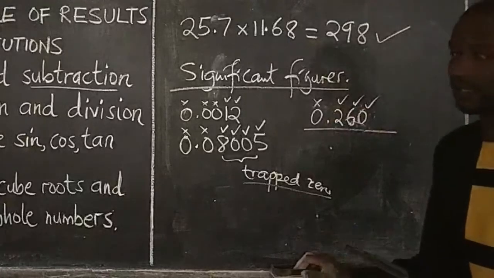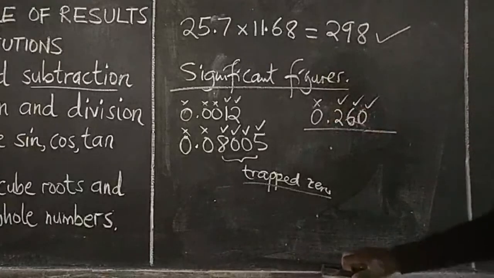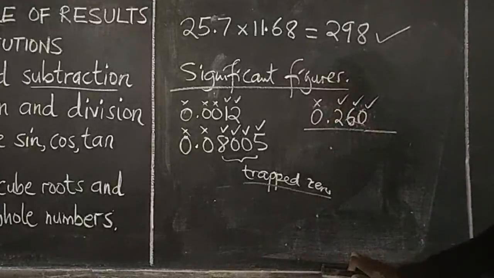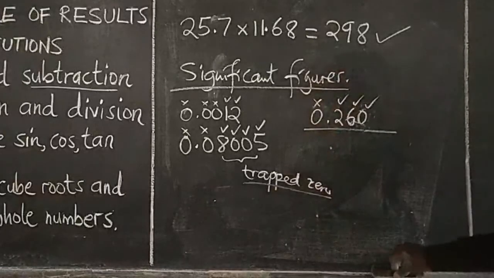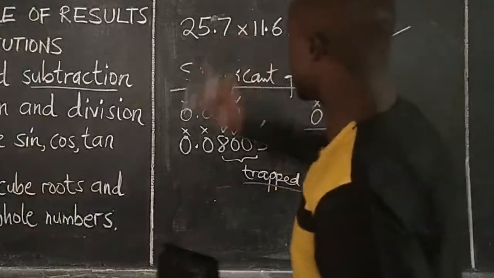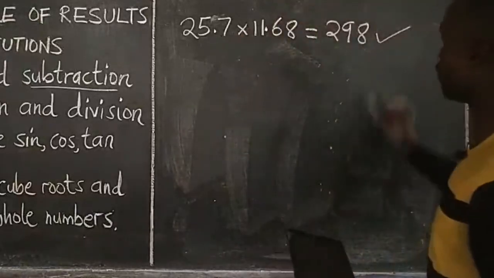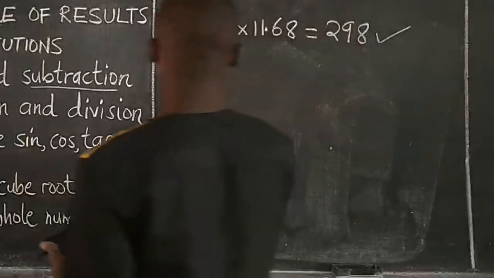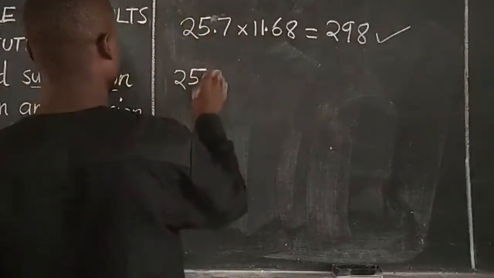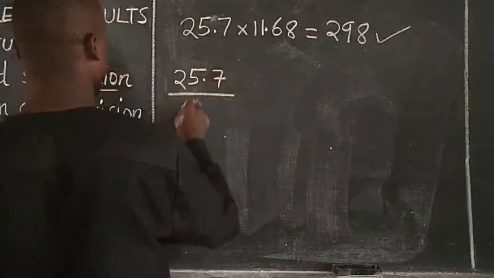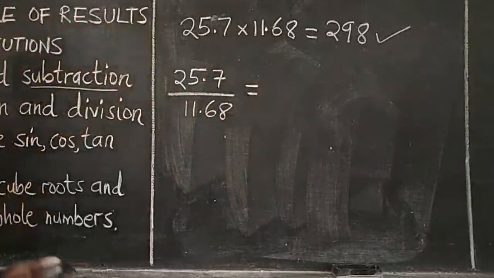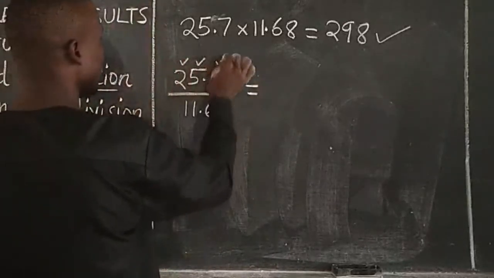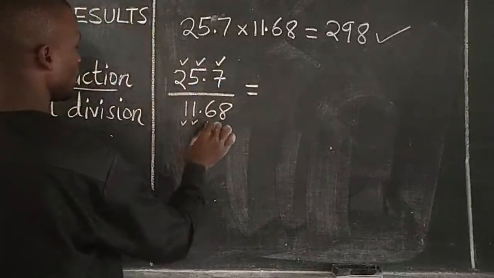So there are many cases that we shall be considering, but I want to make this video a little short, and the details of manipulations shall be made later. That is for multiplication. The same thing applies to division. So for division, let's do the same thing. I have 25.7 over 11.68. What do I get? Still here, these are 3 significant figures. These are 4.